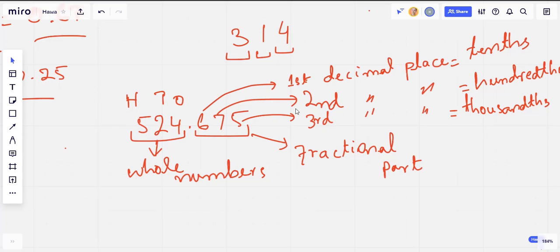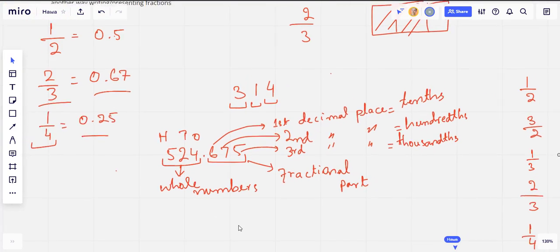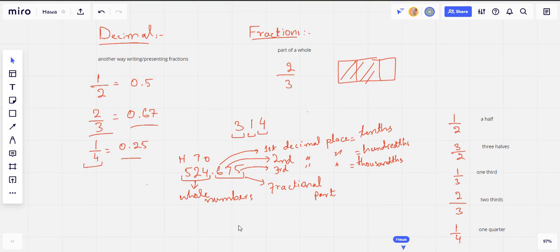So each and every place here has the th with it. That means it's a fractional part. You got that by now, right? So 6 tenths, and then 7 hundredths, and then 5 thousandths. That means 7 hundredths is a very small number, and 5 thousandths is a very small number. It's like 5 out of 1,000. Too small. So that's why it's a fractional part and less than 1. So that was a brief intro to decimals. This is what decimals are.